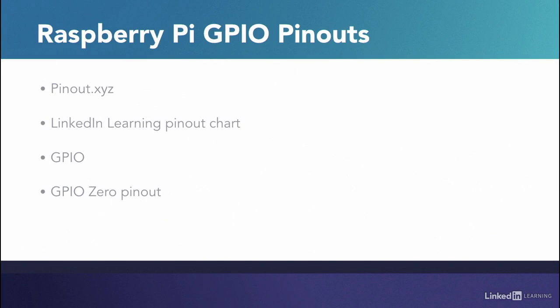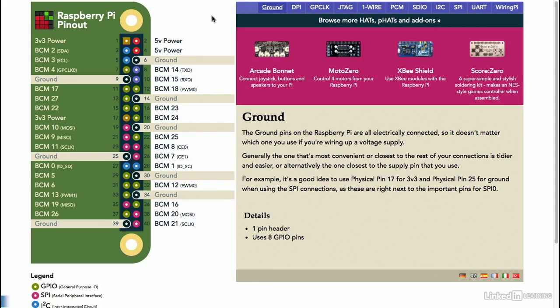There are 4 pinout charts you should know about. Let's start with pinout.xyz. This website contains an encyclopedia of information about the GPIO and each individual pin.